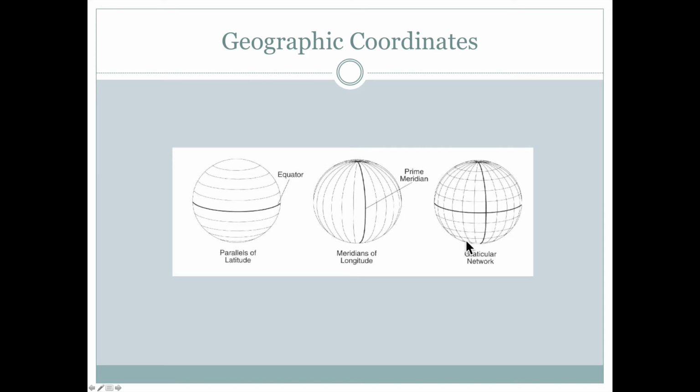Finally, if we combine the longitude and latitude lines onto something that looks like this globe here, then we have something called the Graticule, or sometimes the Graticular network. That's just the lines of latitude and longitude combined.